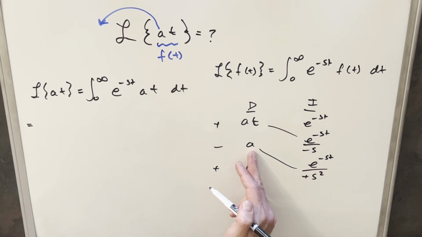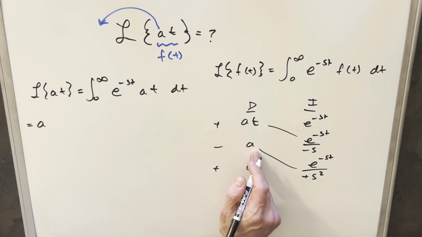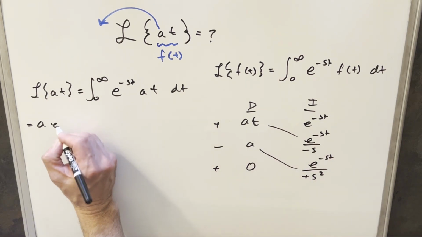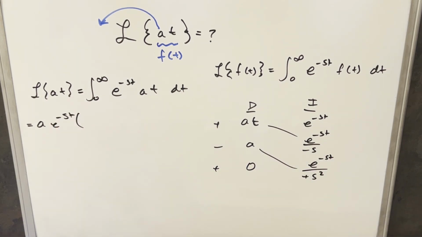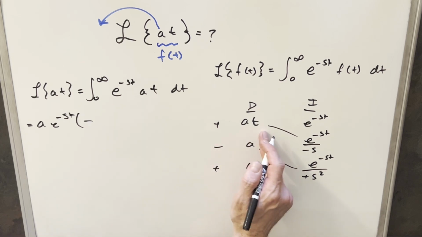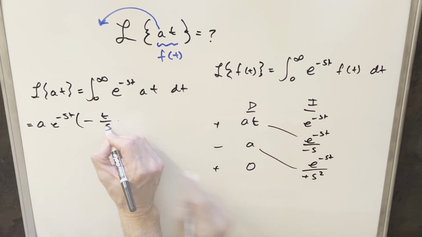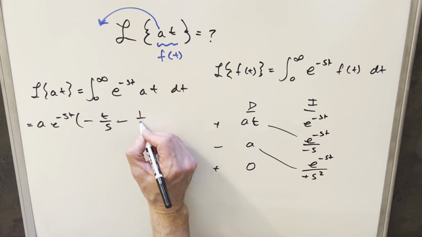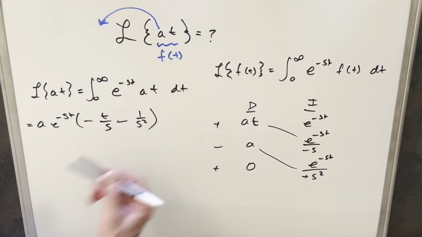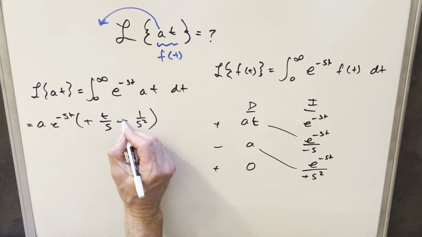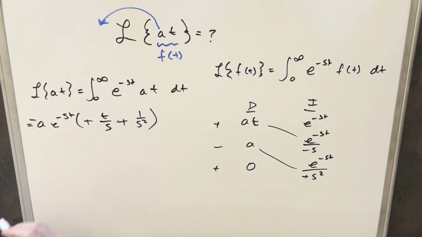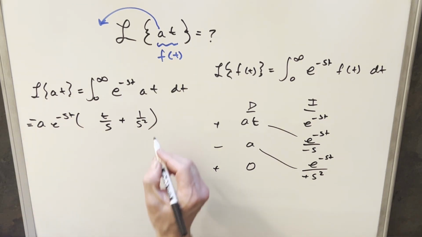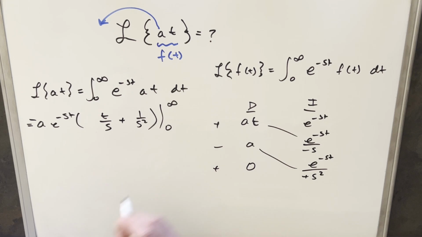Now when I write this down, I can factor an a out in front because we've got an a in both these terms, and we also have an e to the minus st. So I'll factor that out. So then this first term is going to be minus t over s, and then the second term is going to be a minus 1 over s squared. And actually what I could have done is factor a minus out, so let's just do that now. We'll change these signs to pluses and we'll factor a minus out front. And then we just need to evaluate this thing from 0 to infinity.